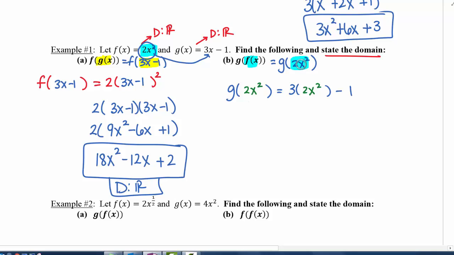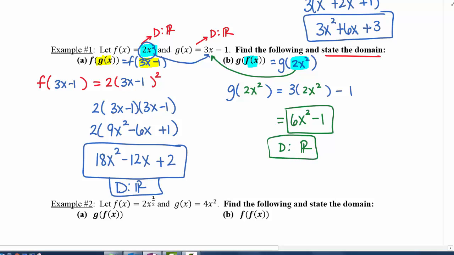So g of 2x squared means I need to plug 2x squared in for x. Everything else stays the same, like the 3 and the minus 1. And then I have to simplify. So 3 times 2 is 6, 6x squared minus 1. And my domain is all real numbers. Right? I have to combine both, just like I did in part A, which are both all real numbers.